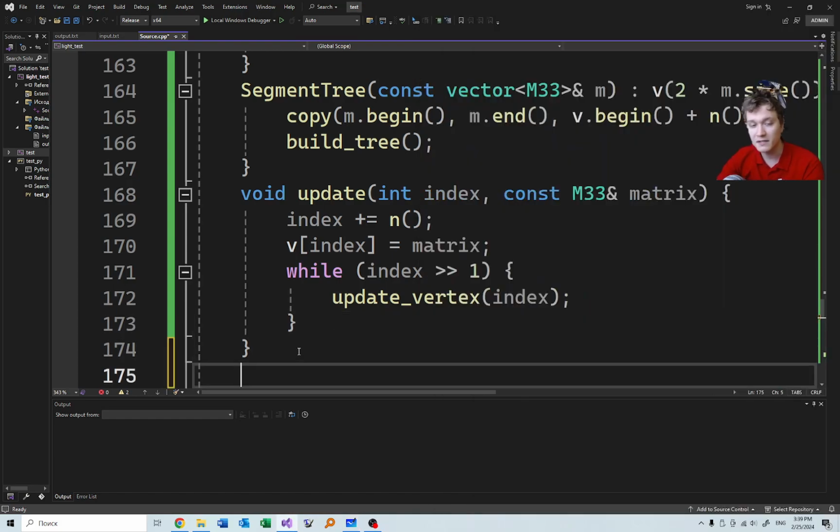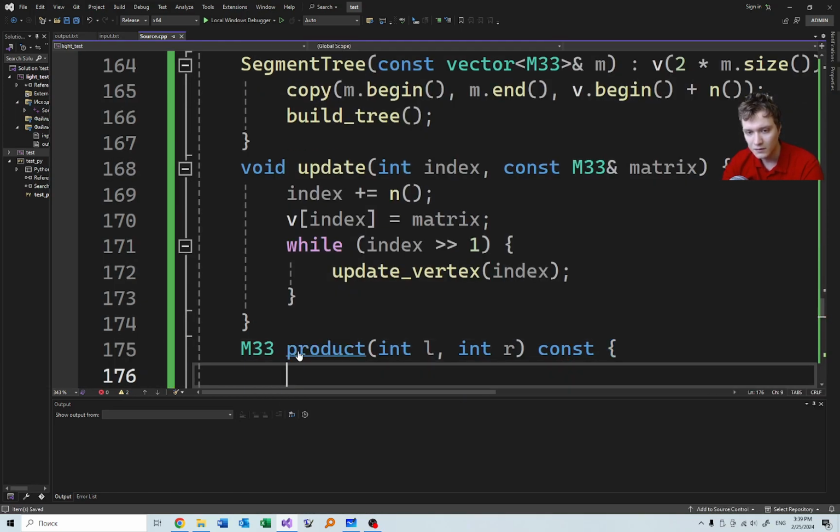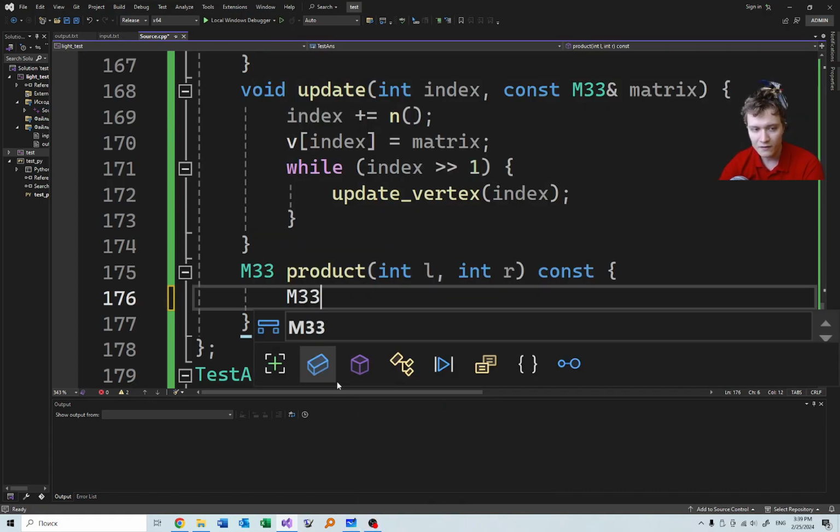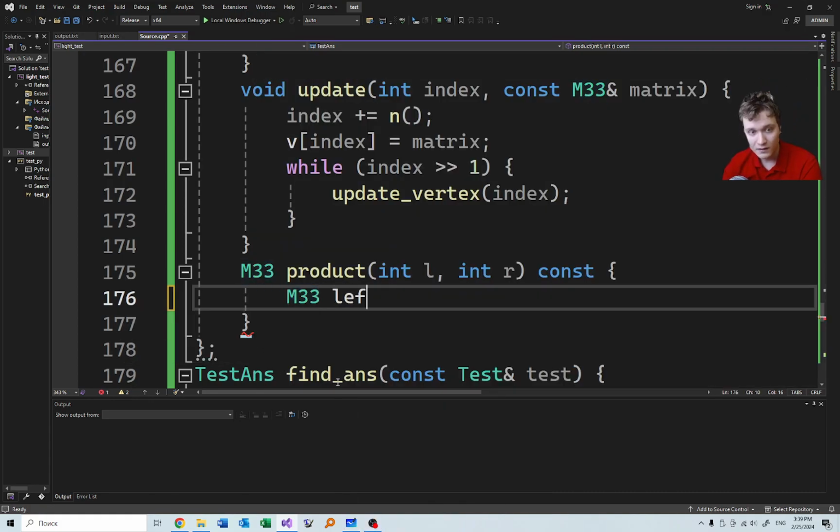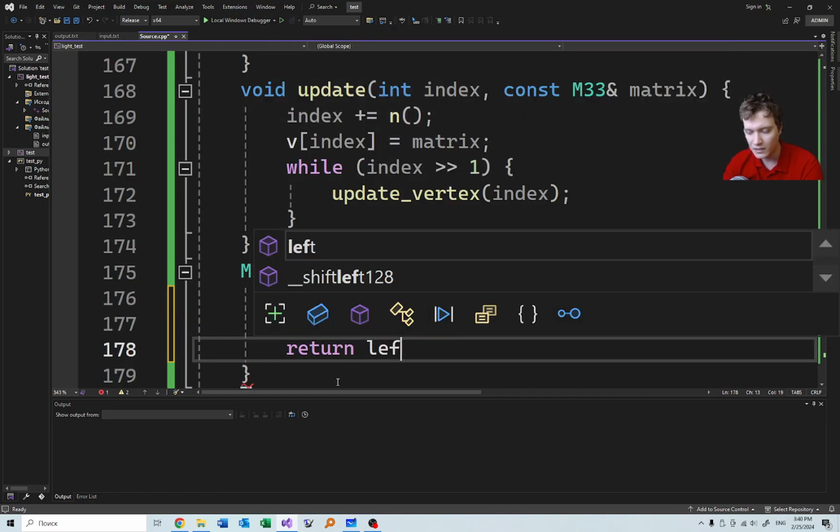So let's just make a subsegment query. M33 product from L to R, inclusive L, exclusive R. So we store M33 left equals M33 ID and right equals M33 ID. And then we return left times right.